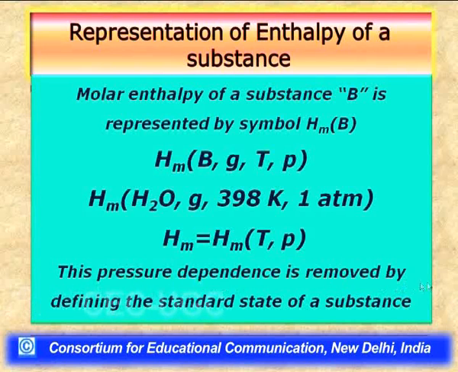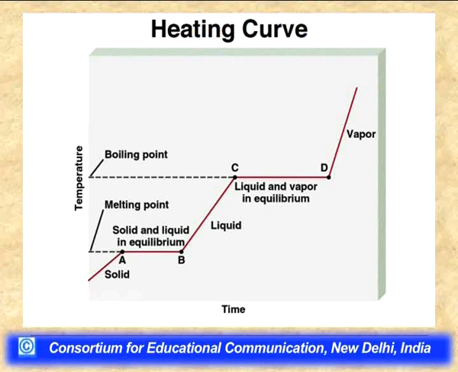This pressure dependence is removed by defining the standard state of a substance. Suppose a substance is present under constant pressure conditions. In that situation, the second variable, the pressure, on the basis of which the molar enthalpy varies, is kept constant, and then molar enthalpy will only be a function of temperature. And let us see how the molar enthalpy of a substance varies.